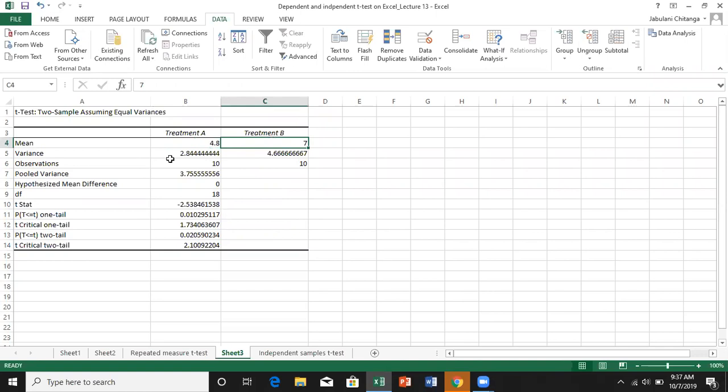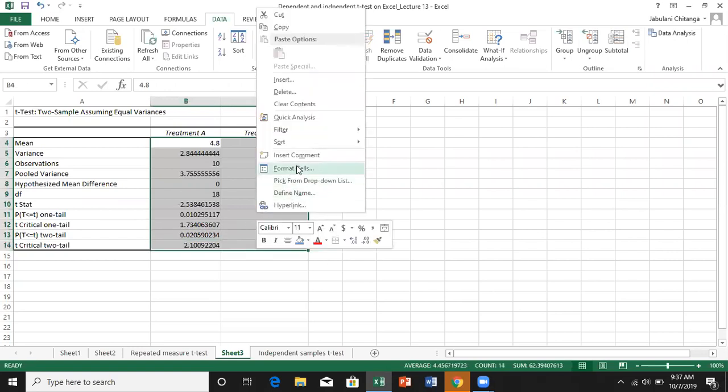That's what matters. Okay, I forgot to round off to 2 decimal places: just highlight and right click, format cells.